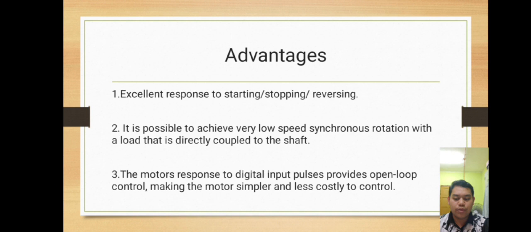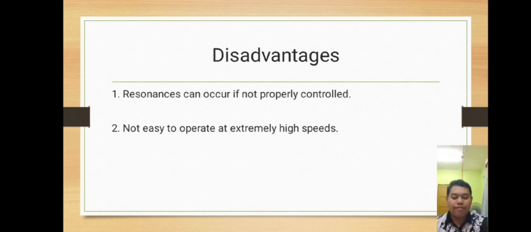Advantages of stepper motor. First is excellent response to starting, stopping, or reversing. Second, it is possible to achieve very low speed synchronous rotation with a load that is directly coupled to the shaft. Third, the motor response to digital input pulses provides open loop control, making the motor simpler and less costly to control. The disadvantages of stepper motor. First is resonance can occur if not properly controlled. Second is it is not easy to operate at extremely high speed.